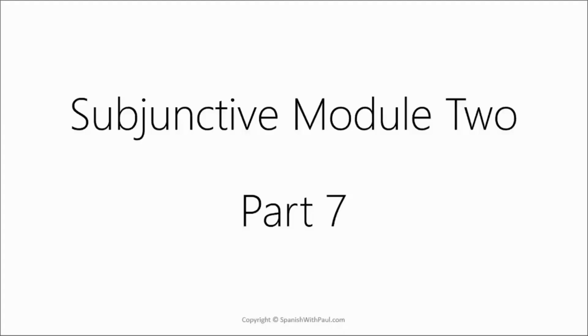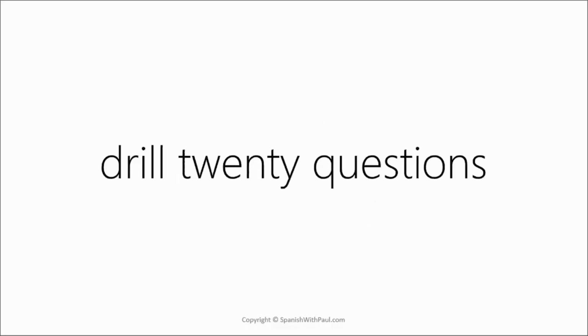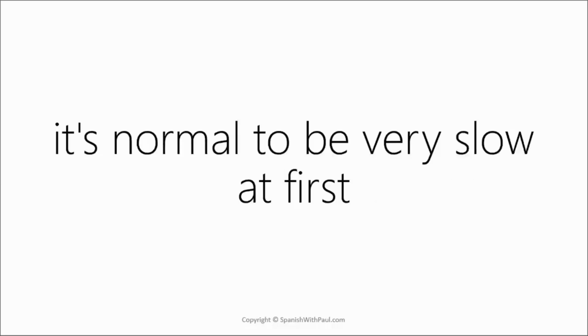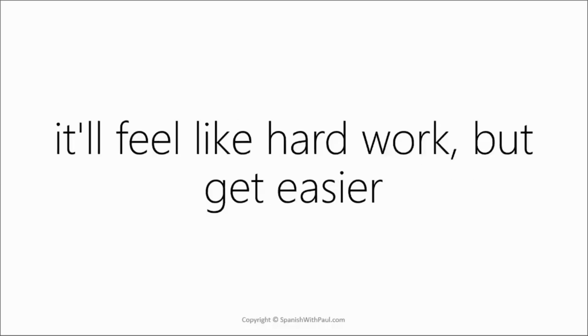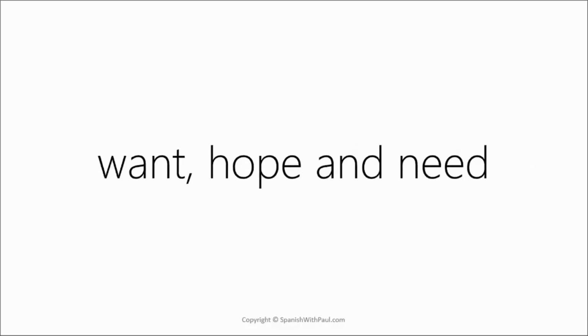Welcome to part 7. I'm going to be completely honest with you here and tell you that I'm more or less going to throw you into the subjunctive washing machine. We're going to drill 20 questions, and it's normal to be very slow at first. It'll feel like hard work, but I promise that it will get easier over time. As always, the thing is to go slow, pause, and really think out your answers properly. Be careful with what you decide. We're going to continue using the 3 triggers of to want, hope, and need. So let's see how you go.